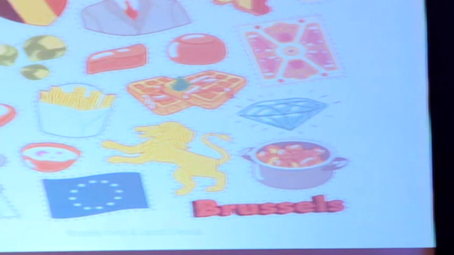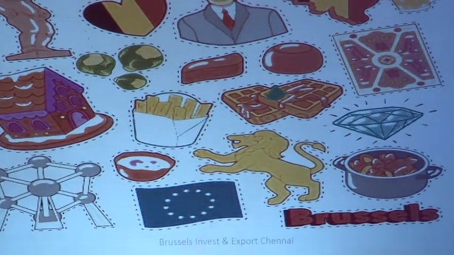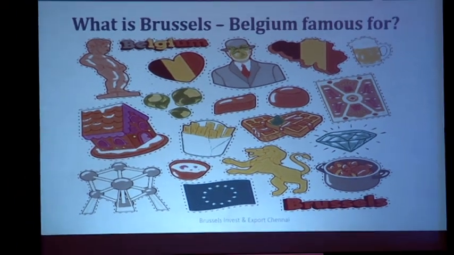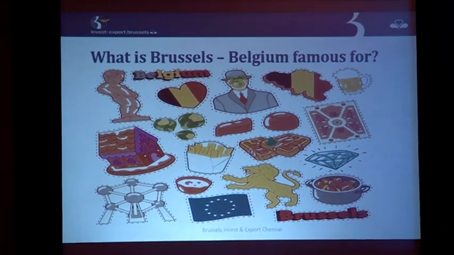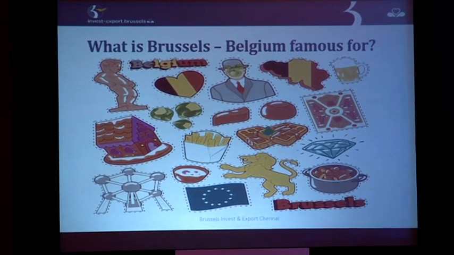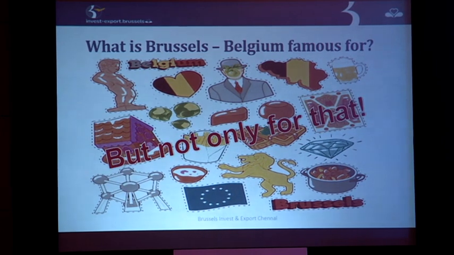So, what are Belgium and Brussels famous for? Who can tell me, please? Yes. Have a look. You have chocolates, waffles, diamonds, beer. Okay. We have our symbols, the Atomium and the Manneken Pis, the little guy that you all know. And in fact, we're not only famous for that.